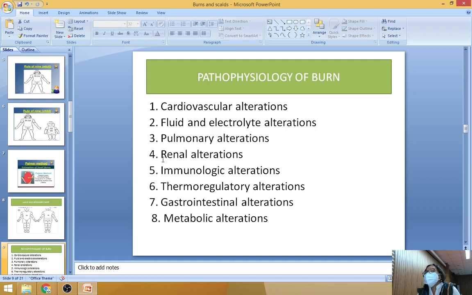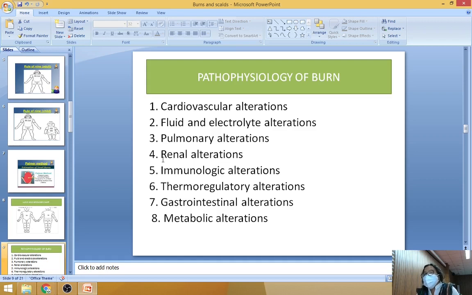Now, pathophysiology of burn. Pathophysiology of burn means what are the alterations that take place due to burn. Those things second year will be studying, how to manage all burns and how to calculate, but this is for first aid, so that's why I have given it in short.